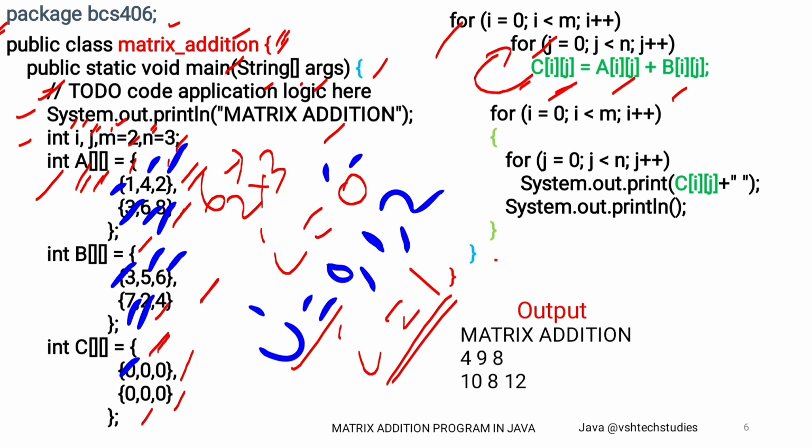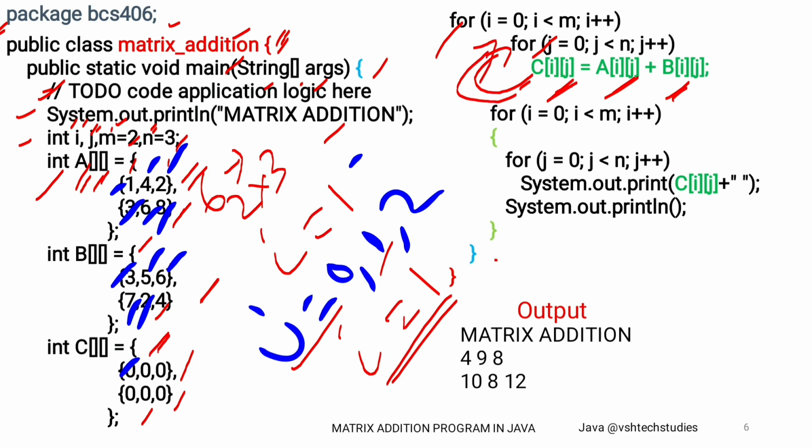So control will come back. j is made 1, and i is 1 now. So now C of 1 1 is equal to A of 1 1 plus B of 1 1. That is the second row second column element. After addition it is kept into the corresponding memory location of C.